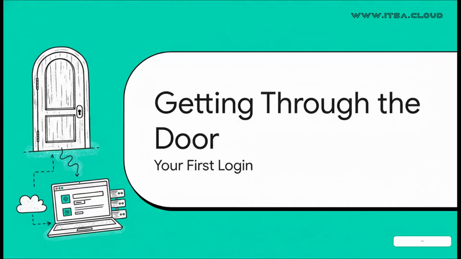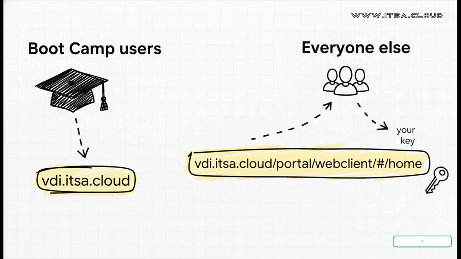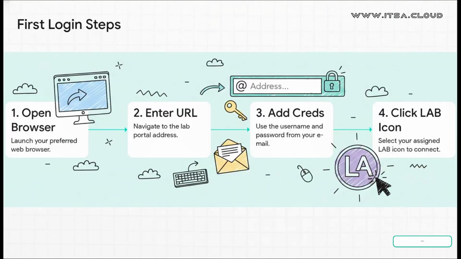Okay, first things first. We've got to get you through that digital front door. And the best part? You don't need any special software or downloads, just your good old-fashioned web browser. All right, this is your destination. Go ahead and type this URL right into your browser's address bar. Now, just a quick heads up for our bootcamp folks, you can actually use the shorter vdi.itsa.cloud address, but for everyone else, this full URL right here is your key to the lab. So, once you've got that page loaded, you're literally just a few clicks away.